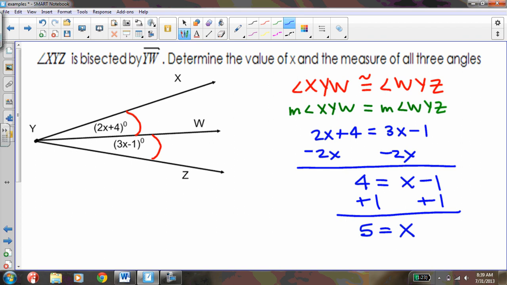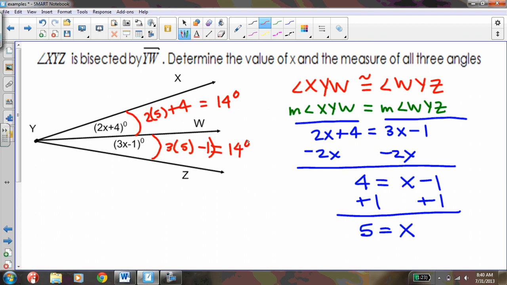If I have done this correctly, then the measure of angle XYW and the measure of WYZ will be the same. But it's always good to check. So I'm going to plug in 5 for x. 2 times 5 plus 4. 10 plus 4 would be 14 degrees. And then 3 times 5 minus 1. 3 times 5 is 15, minus 1 equals 14 as well.